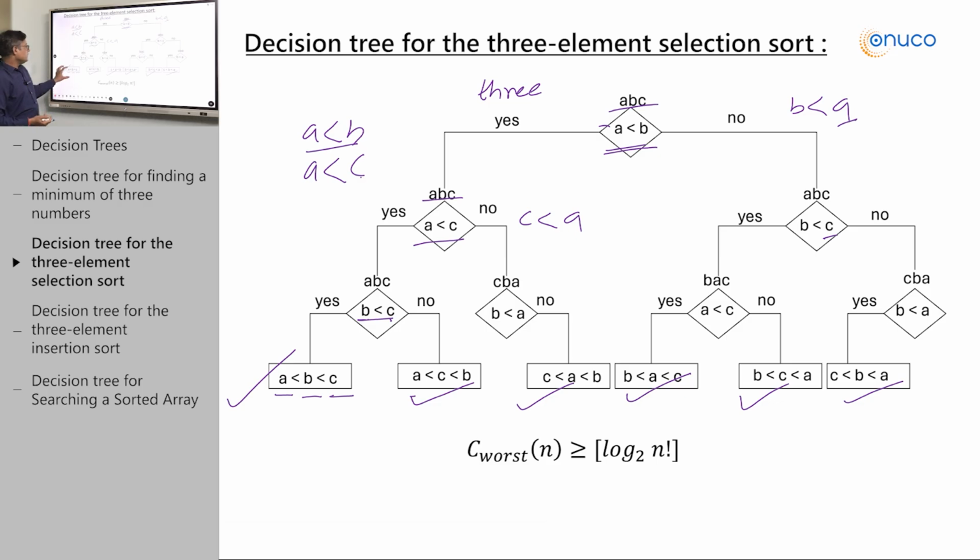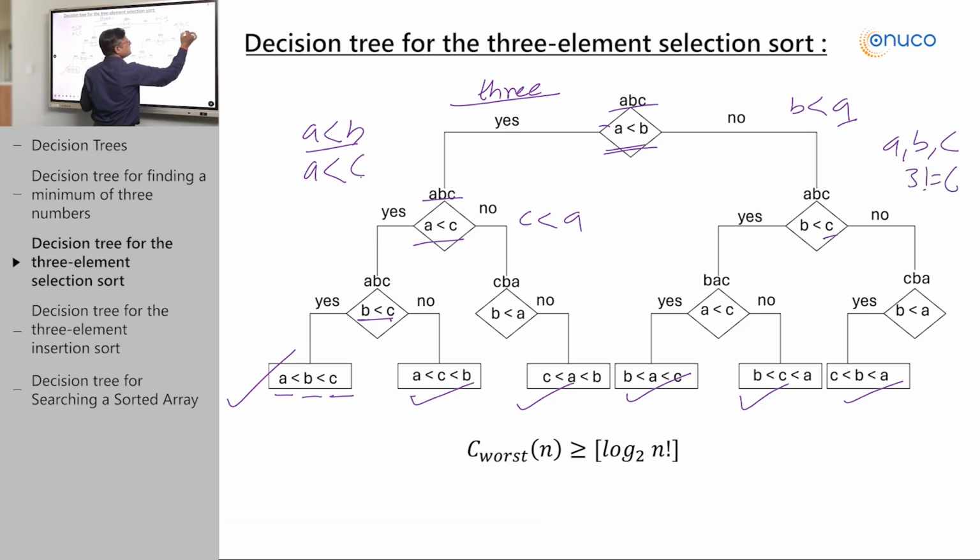So how many outcomes are we having? 6 leaf nodes, right? Why is it 6? Because how many values are we talking about? The number of values is 3: A, B, C. 3 elements. So 6 outcomes, 6 leaf nodes you are getting. So 3 factorial is going to be 6.